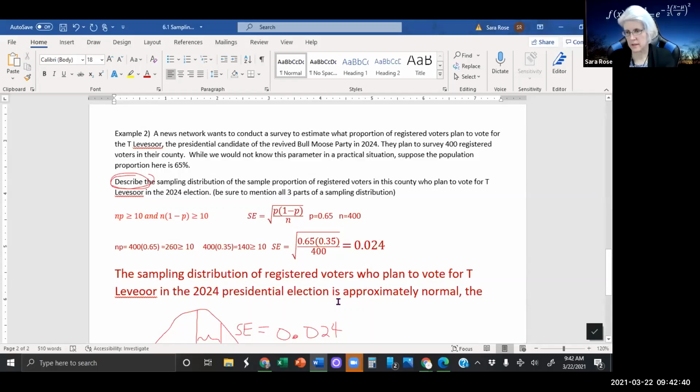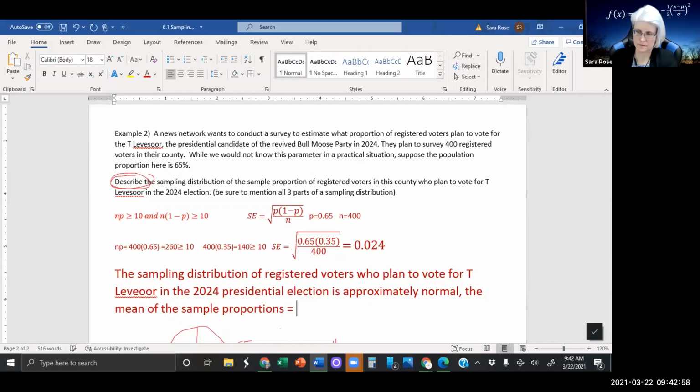The sample proportion, or the mean of the proportions, we'll go with the mean of the sample proportions. We'll just write it all out. Is 0.65, and the standard error equals 0.024. So someone else could set those numbers up in StatKey now that I've given them that information. So let's go to StatKey. Let's see, I have it over here.